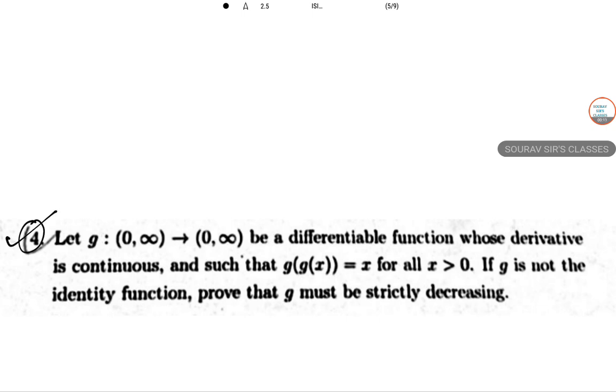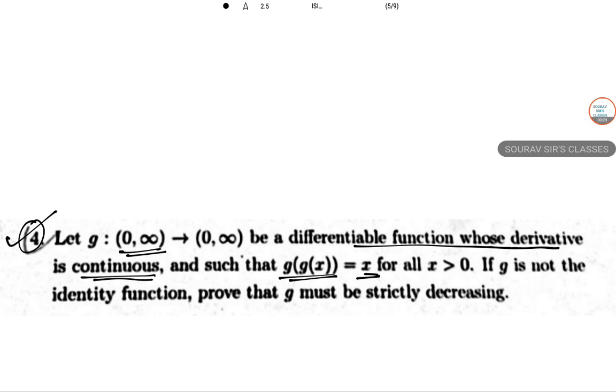Let g, from 0 to infinity, be a differentiable function whose derivative is continuous and such that g(g(x)) is x for all x greater than 0. If g is not the identity function, then prove that g must be strictly decreasing.